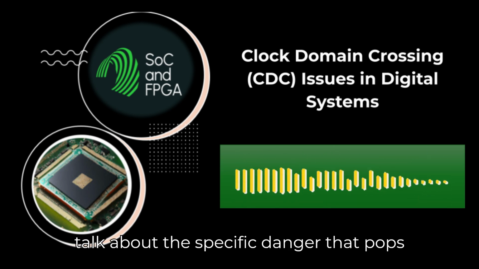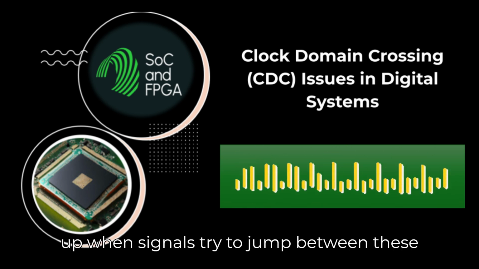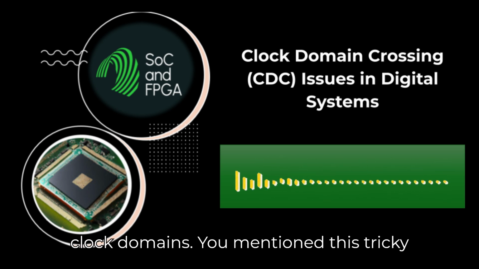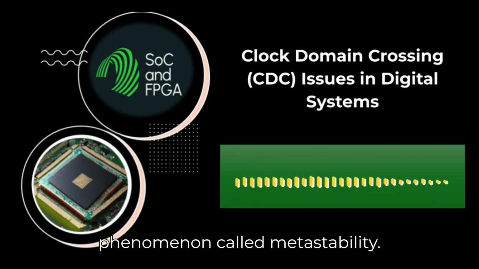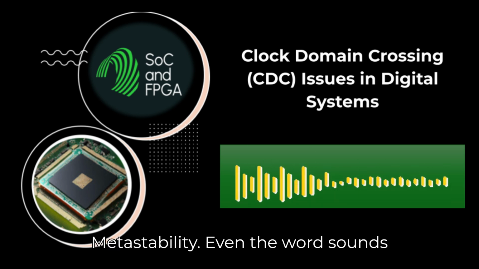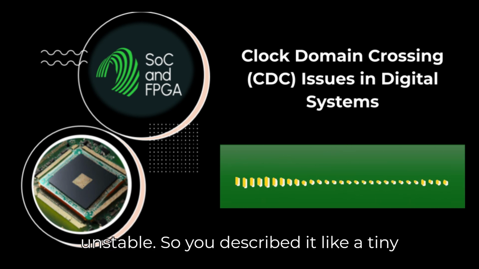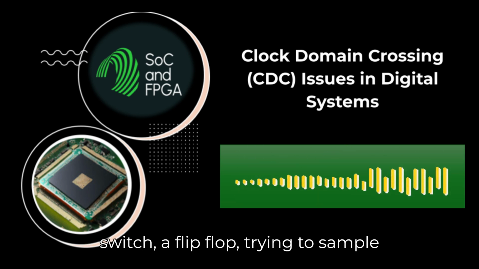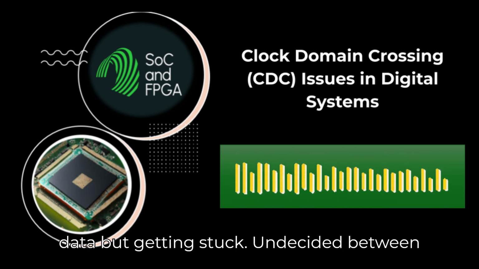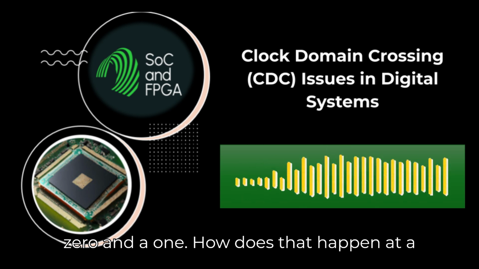Let's talk about the specific danger that pops up when signals try to jump between these clock domains. You mentioned this tricky phenomenon called metastability. Metastability, even the word sounds unstable. So you described it like a tiny switch, a flip-flop, trying to sample data but getting stuck, undecided between 0 and 1. How does that happen at a fundamental level?